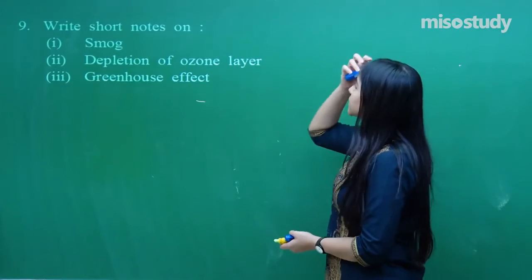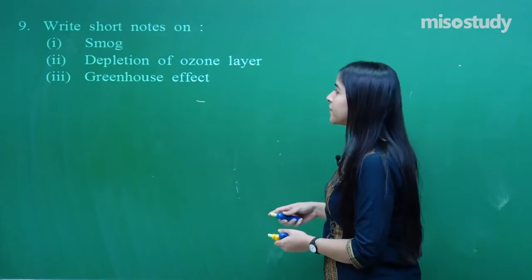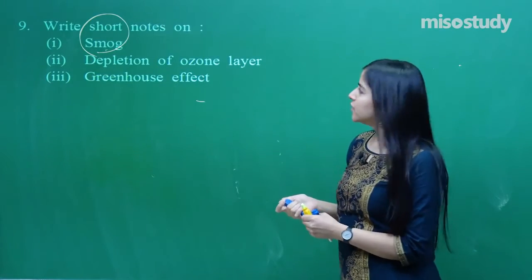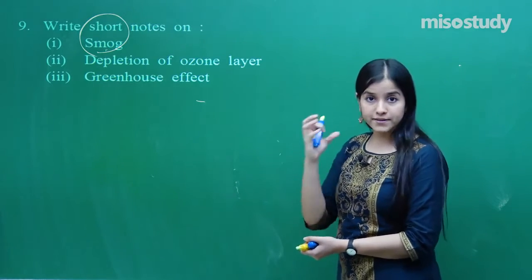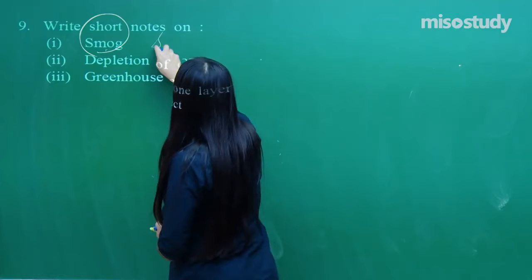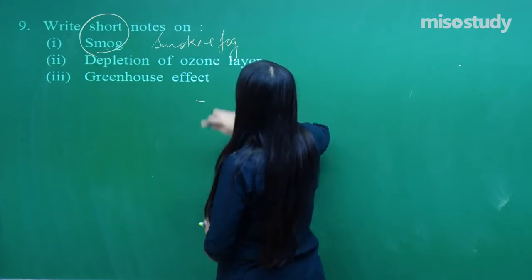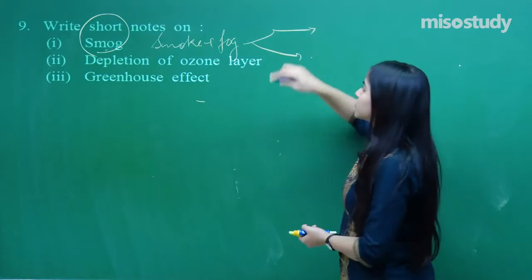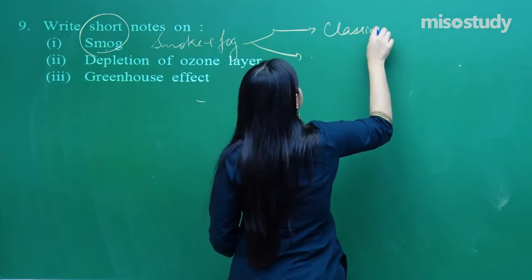Write short notes on smog, depletion of ozone layer and greenhouse effect. Smog, first of all, what is this? So you need to write a short note. Just tell about what smog is. It's smoke plus fog, we know this. And then what you have to mention is the types of smogs. What are the types of smogs you have? It's the classical smog, describe about it.